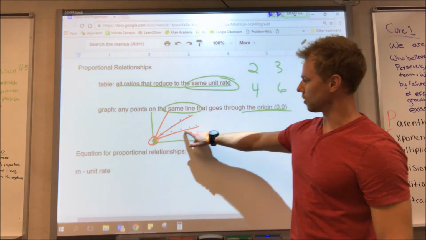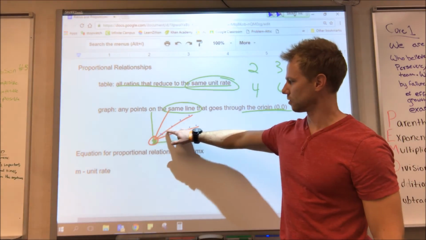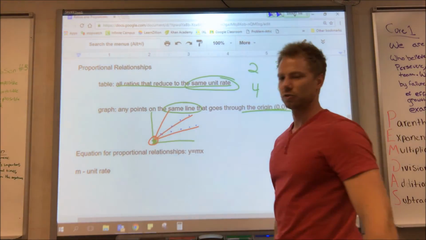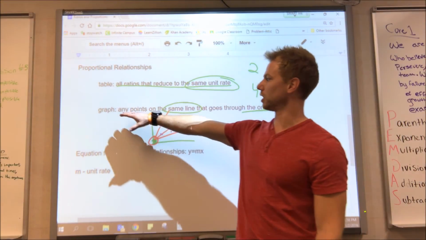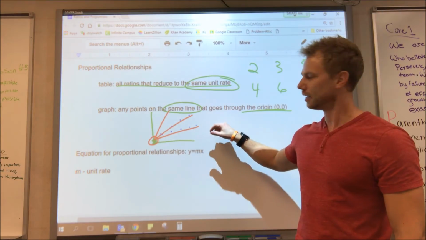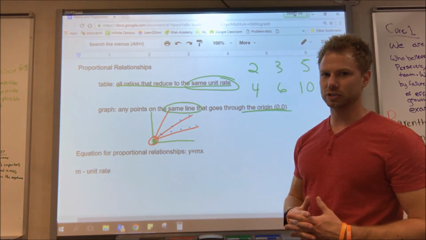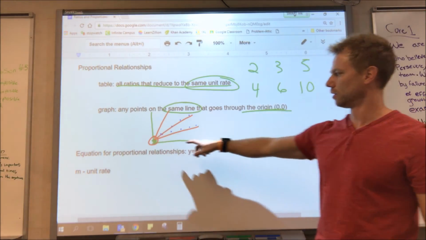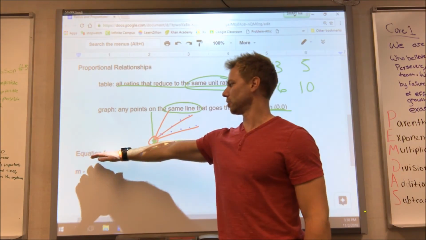Now any points that are on that line, those blue dots are supposed to be on that line. So any dots on this line are in the same proportional relationship. Any points on this line are in another proportional relationship together. And any points on the third line would be in a proportional relationship together as well. So for it to be a proportional relationship on a graph, it has to go through the origin, it has to make a straight line, and then any points on that line are also included in that proportional relationship. So any points on that line could be ratios in the table that would be included in that proportional relationship.